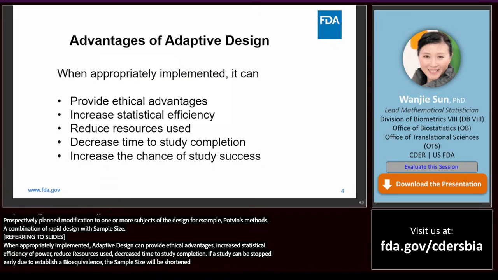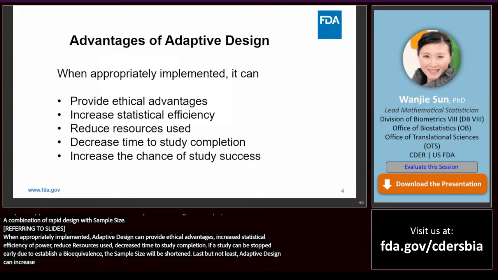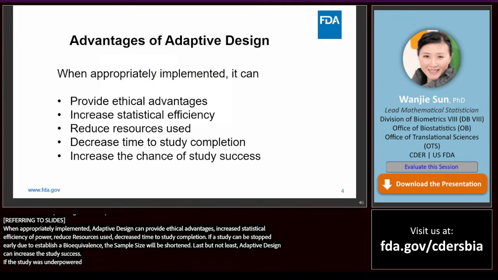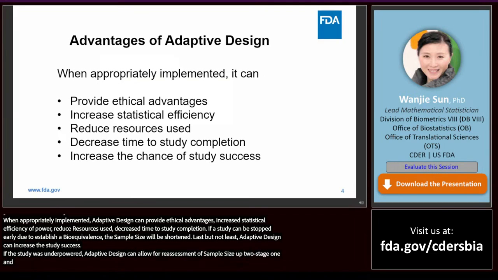Last but not least, an adaptive design can increase the chance of study success. For example, if a study was underpowered due to underestimation of the variation, an adaptive design can allow reassessment of the sample size after stage 1, and then in stage 2, the sample size will be increased. This will increase the chance of study success greatly.